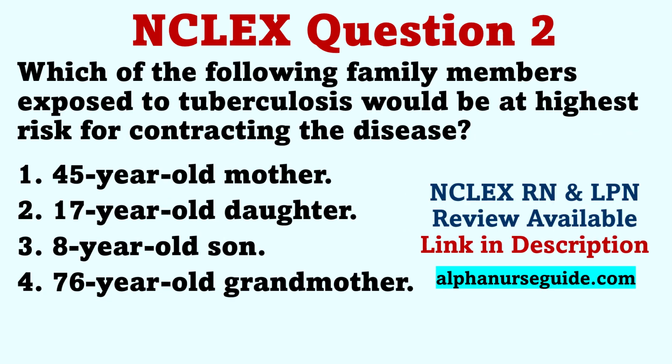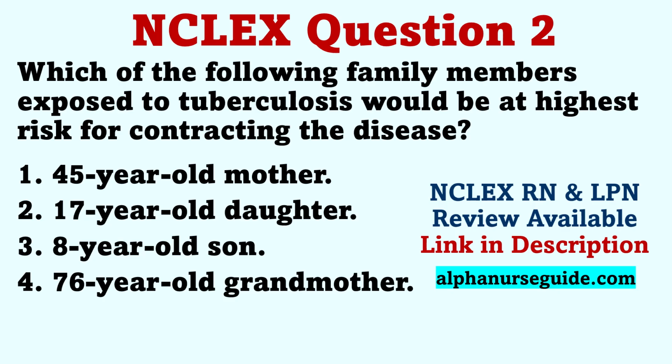Which of the following family members exposed to tuberculosis would be at highest risk for contracting the disease? 1. 45-year-old mother. 2. 17-year-old daughter. 3. 8-year-old son. 4. 76-year-old grandmother.